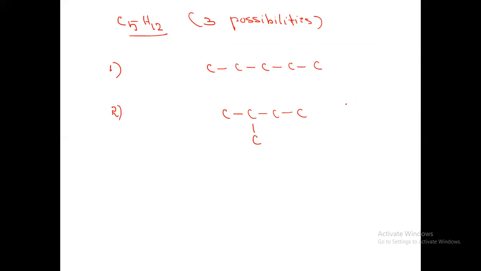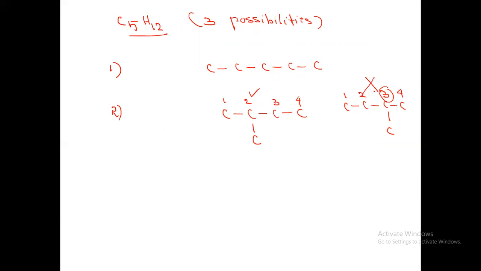Some people will try to draw it like this, thinking that if you draw it like this, the branch is in the third position. Don't think like that. If you number like this, 1, 2, 3, 4, you can see the branch is in the second carbon, right? Some people will think this is 1, 2, 3, 4, and the branch is the third carbon, a different possibility. No.